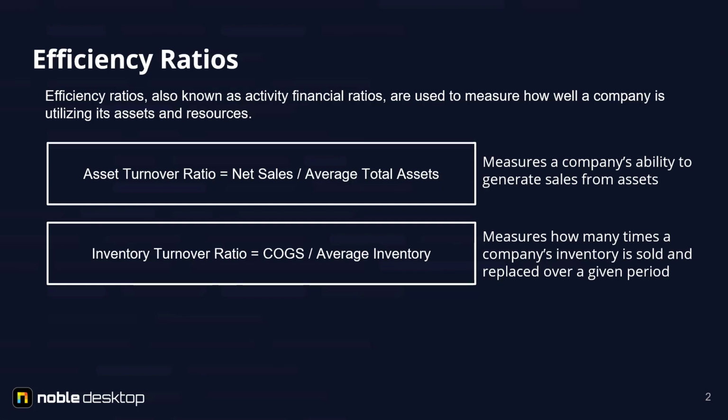Inventory turnover ratio measures how many times a company's inventory is sold and replaced over a given period, and it's calculated as cost of goods sold divided by average inventory. A good inventory turnover ratio is between 5 and 10 for most industries, which indicates that you sell and restock your inventory every 1 to 2 months. This ratio strikes a good balance between having enough inventory on hand and not having to reorder too frequently.